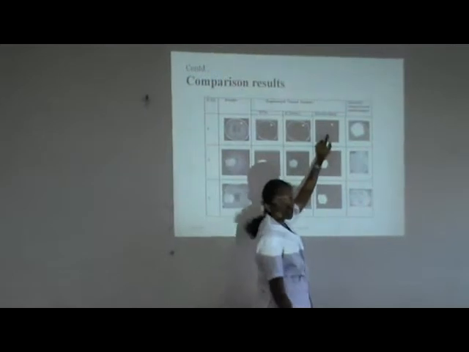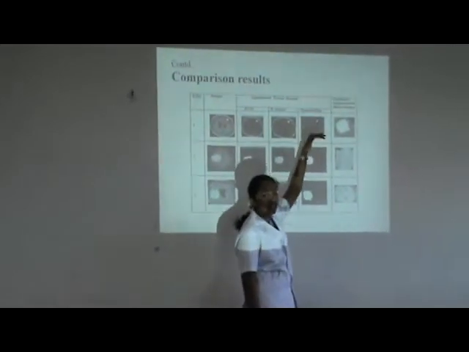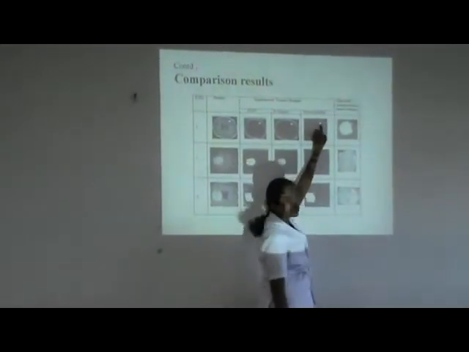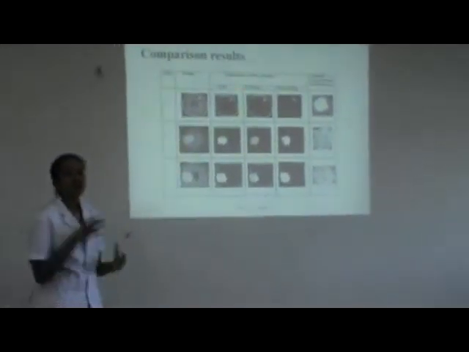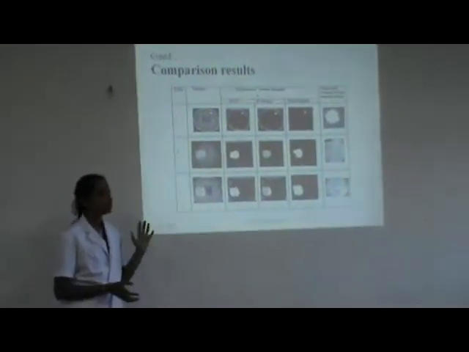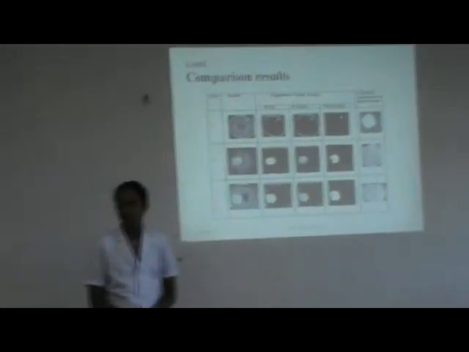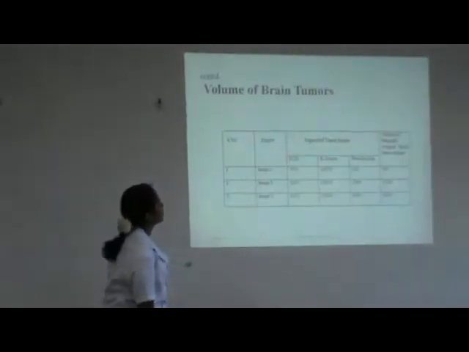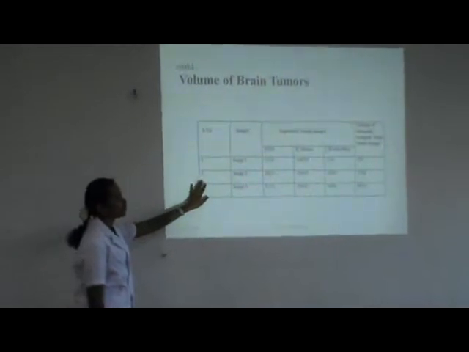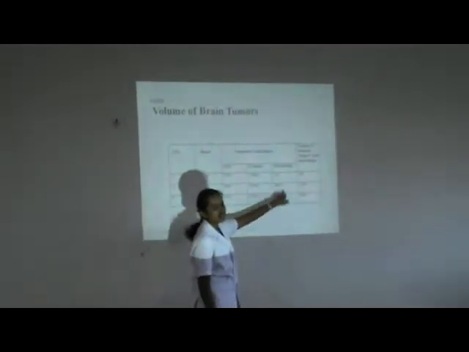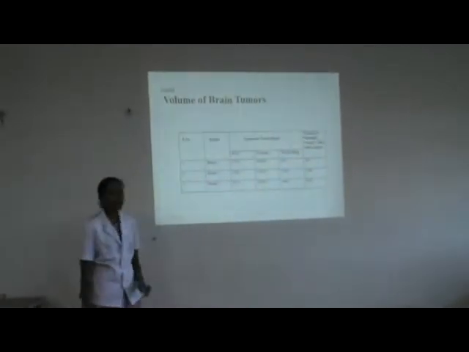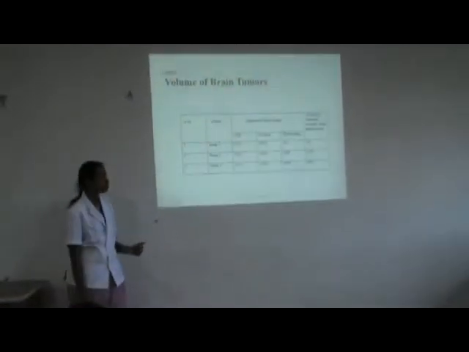If we are going for thresholding, here we are removing the skull. So here we will get only the tumor affected area, so that it is easier for us to calculate the value where the tumor or hydrocephalus disease is affecting the brain. And this is the volume of brain tumors. Here we have considered FCM and K-means, and this is the thresholding value for the tumor and hydrocephalus affected brains.